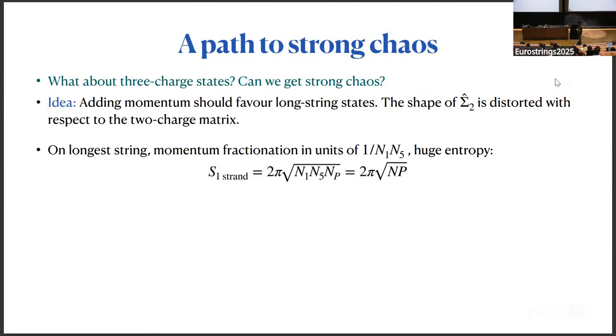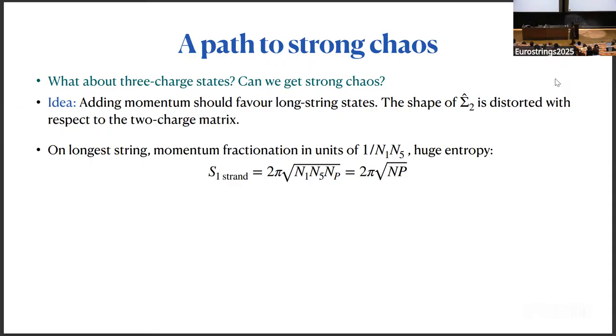Well, if you think about it, we know that on the longest string there is the effect of momentum fractionation. So all of the momenta on the longest string have units of 1 over N1N5. It means that you have a lot of choice to put on the longest string. And the longest string carries a huge entropy, which is actually 2π square root of N1N5 N_p. This is the same as the leading order of the black hole. And for simplicity, let me just call N1N5 as N and N_p as p.